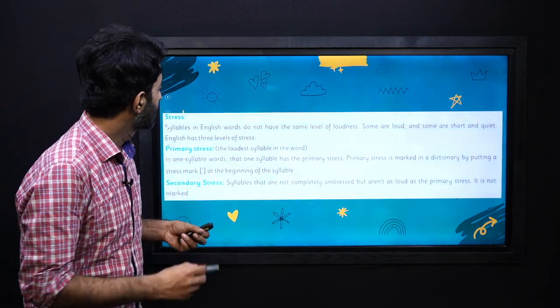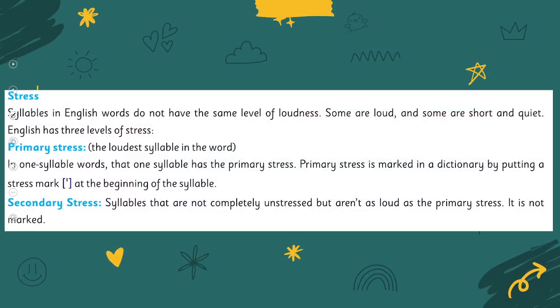Now, when we are talking about stress, the stress pattern, we are talking about the loudness with which we say the word and the full expression. Syllables in English words do not have the same level of loudness. Some syllables are said loudly and some are said in a very normal way. Some are loud and some are short and very quiet as well.